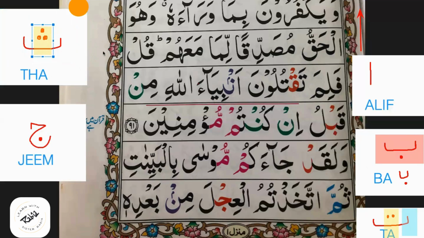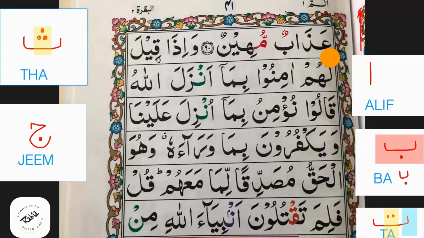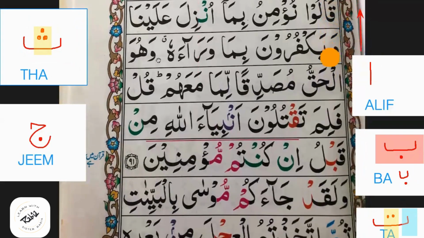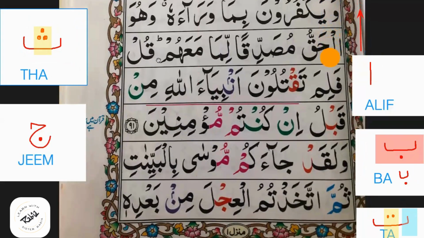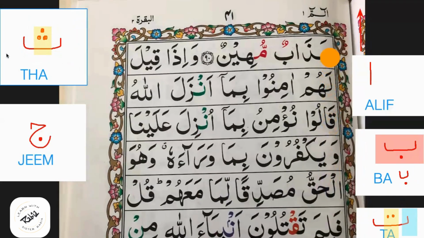Okay, let's go. Let's see if we can find any tha. Sometimes you won't find every single letter, but here. Okay, let's go. There you go. Ah, yes, that's the tha. This is not tha. Good job, mashallah. So that's how these letters can hide. So here, I think I just found one tha, and that was it. Yeah, so mashallah, that was letter tha.